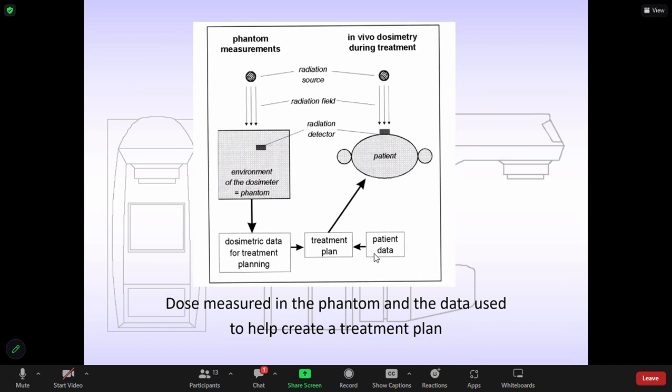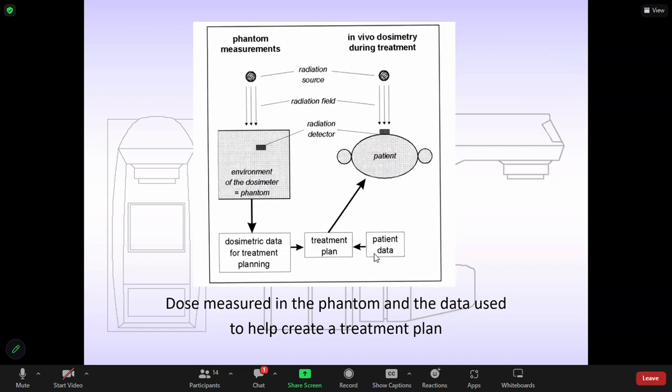If you look in here, in a phantom measurement, we always put the ion chamber at a certain depth. For example, when we do machine calibration, we use a depth of 10 centimeters, and the reason for that is to avoid electron contamination. Now, when we do the patient, obviously, we cannot put the measurement device at 10 centimeters.